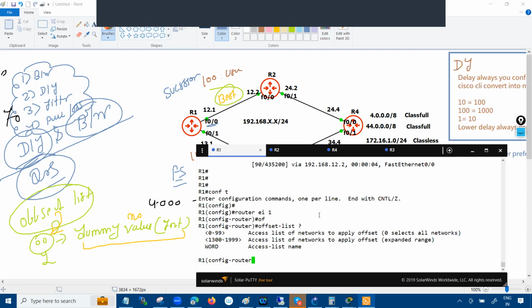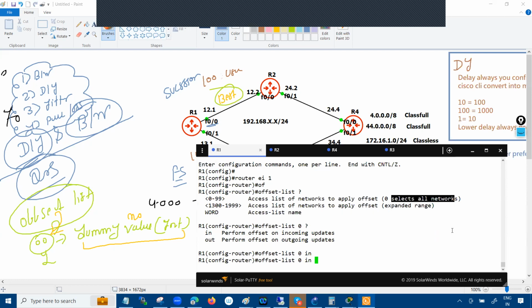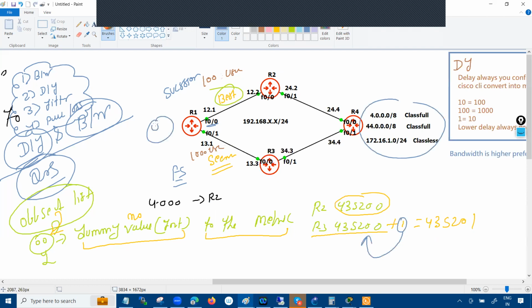And also the 0 number over there. 0 means what? For all the networks. Understand this concept first, then I'll go deeper as well. Don't worry about that. Then inbound, because we are getting the route. Because you are sitting on router number 1, you are receiving the route. This will become the inbound. So I'm saying the inbound.